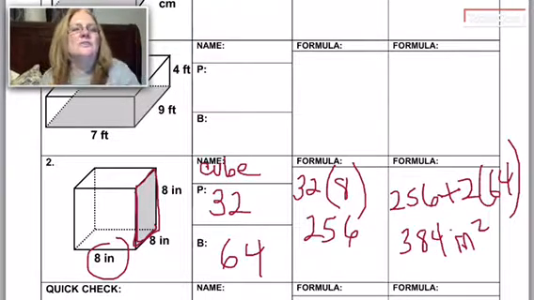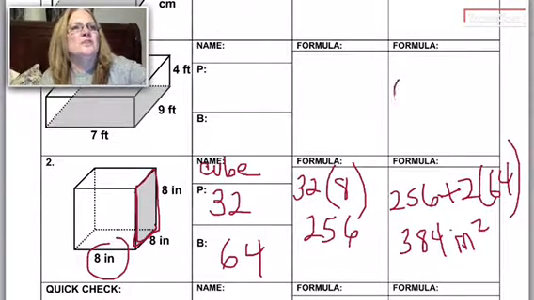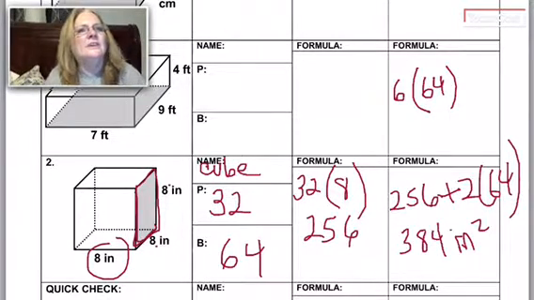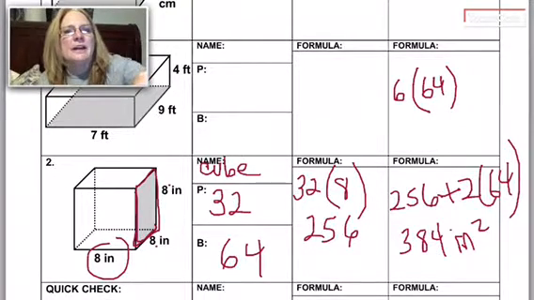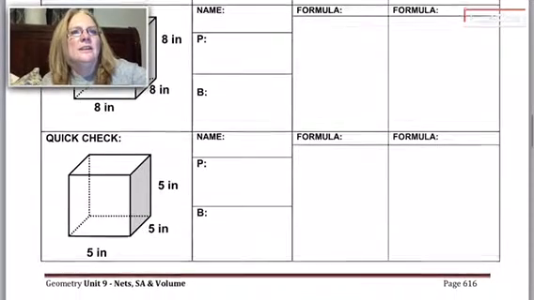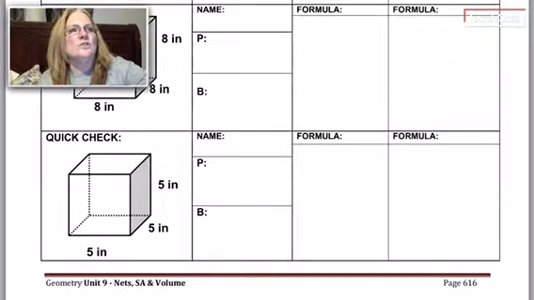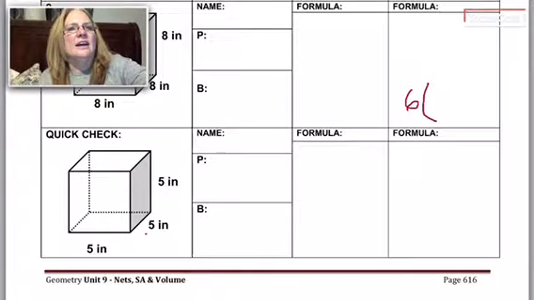Since all the sides are the same, the area of each of the sides is going to be the same. So a shortcut would have been just to do 6 times 8 times 8, which is 64. And 64 times 6 is 384. Okay, and if you wanted the lateral, well, there's 4 sides for the lateral. So that's a shortcut if you happen to have a cube. So let's just look at this one here, and again, if you just wanted to use the shortcut, you've got 6 sides, and the area of each side is 5 times 5.